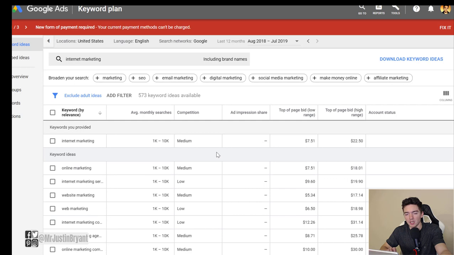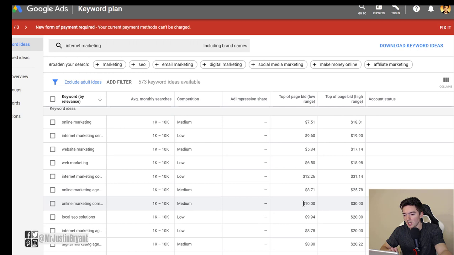And then you can check competition. If you're monetizing with ads, check the bid range. The higher that is, the more you could probably make from ads and ad revenue from something like Google AdSense. And then you have monthly searches, which is kind of the traffic ceiling as far as how much traffic you could potentially get if you rank on the first page for it.